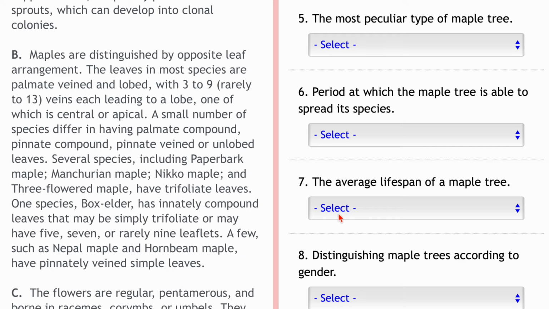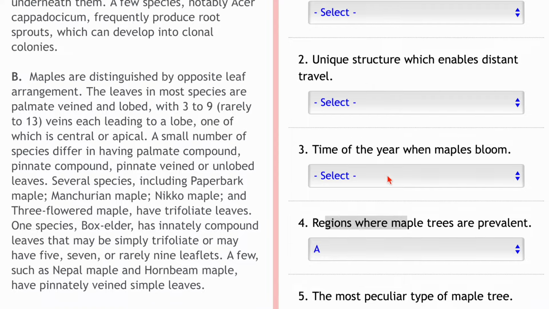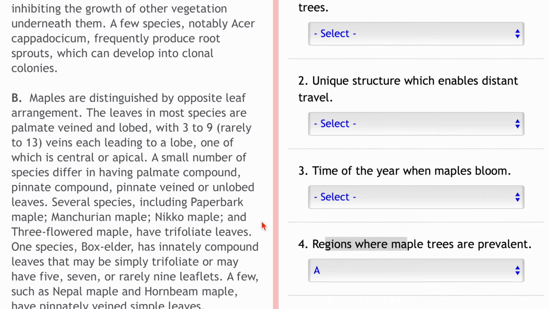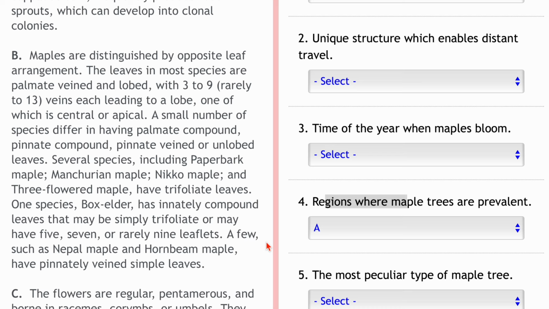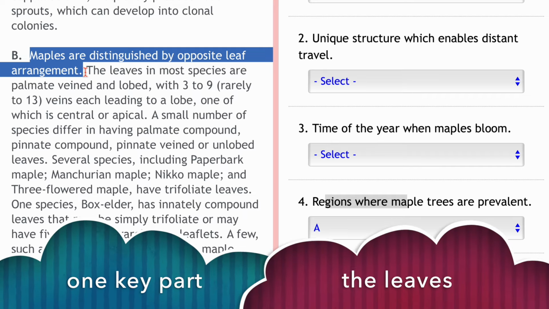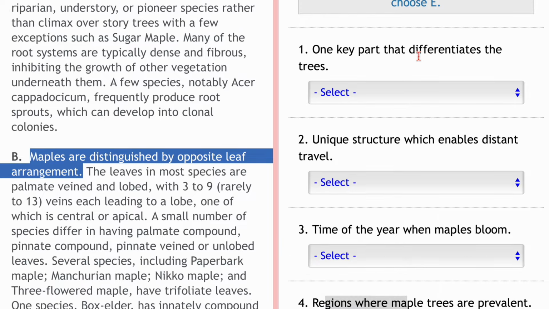Which questions are B? Let's have a look. One key part that differentiates the trees. Was that one in B? Yes, right. Over here, it's talking about the leaves, which are a key part of the tree, and we can tell the difference, differentiate and distinguish, match. So I would say that number 1 is B. That key part, the leaf arrangement, distinguishes or differentiates the trees. Okay?